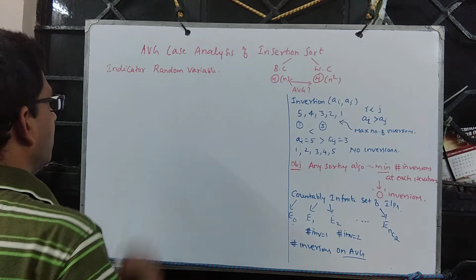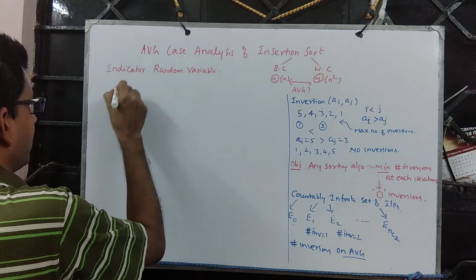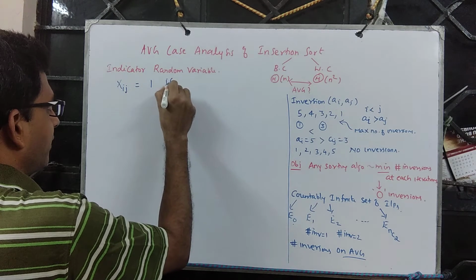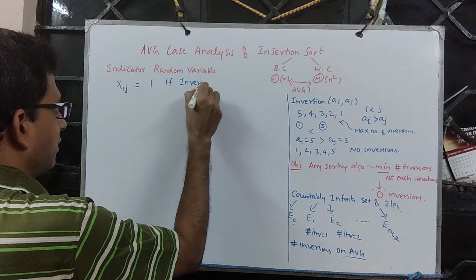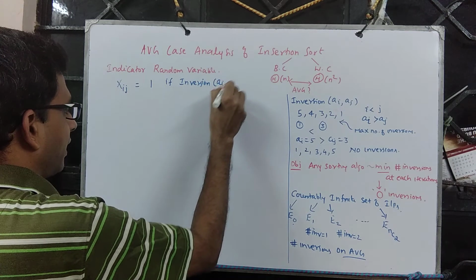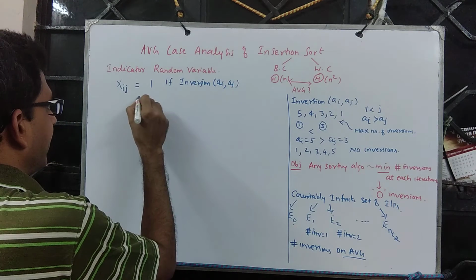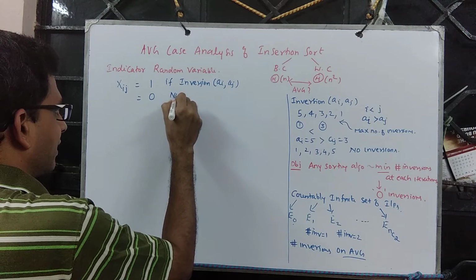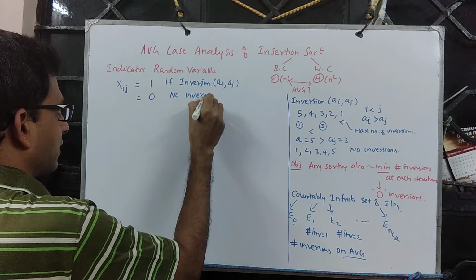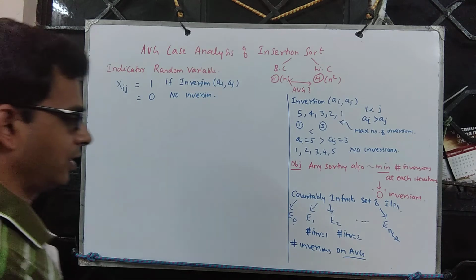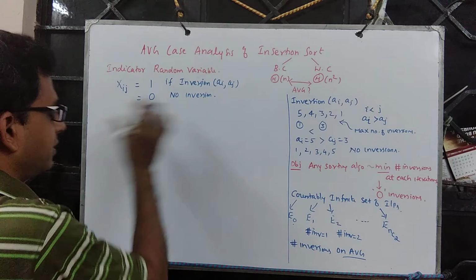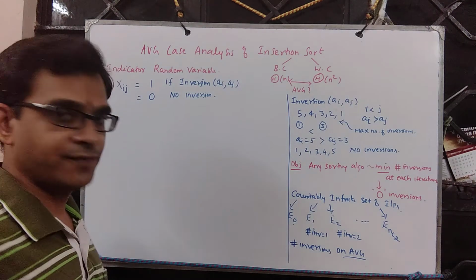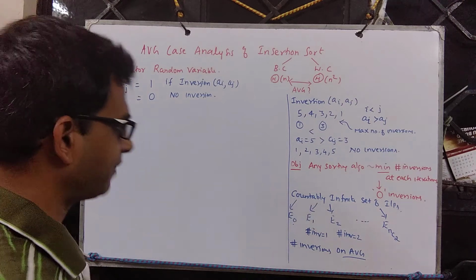We define an indicator random variable xij. It takes the value 1 if there exists an inversion between ai and aj. It's an indicator, so it takes the value 0 or 1, and 0 otherwise, which means no inversion at all. So now we have defined this. Please note, we are focusing on an averaging argument, which means a weighted average.